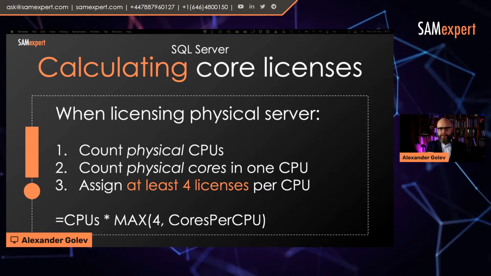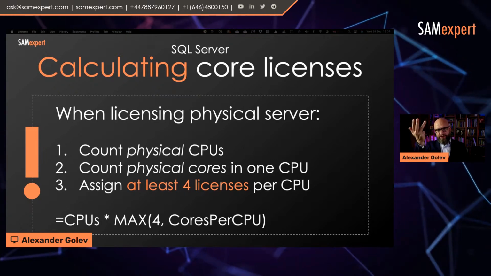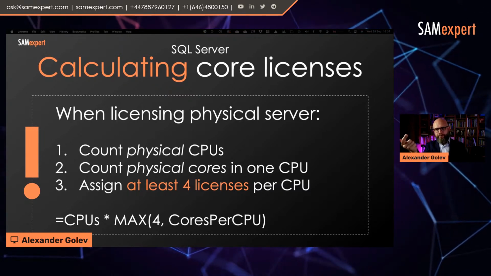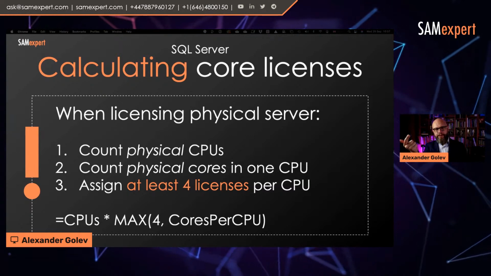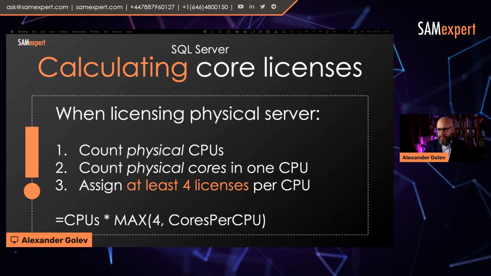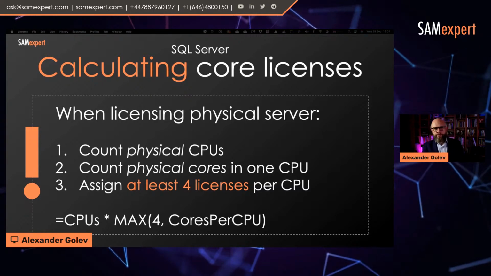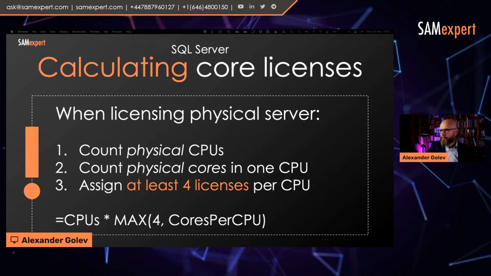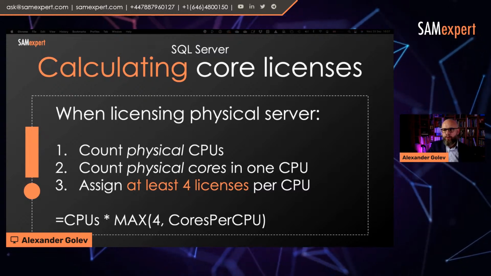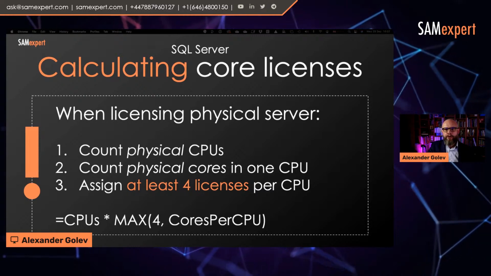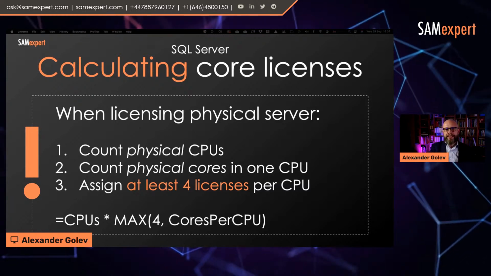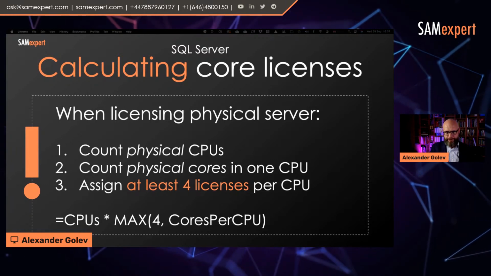How? So the first slide is about physical servers. Number one, count physical CPUs, count physical cores in one CPU, and assign at least 4 licenses per CPU. It's very simple. And there's a formula. There's no server minimum as in Windows Server. There's only a processor minimum. In the current modern server world, you will never assign less than 4, even by mistake, because processors are larger. But if you have legacy servers, please remember that even if you have 1-core processors, you still need at least 4 licenses per processor.